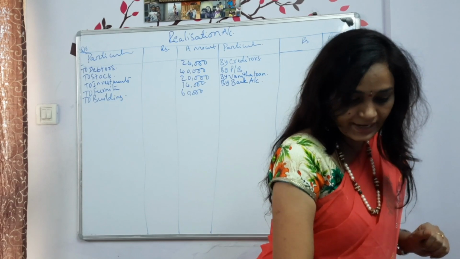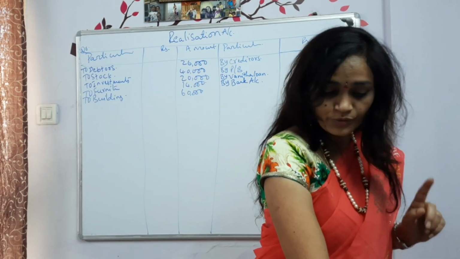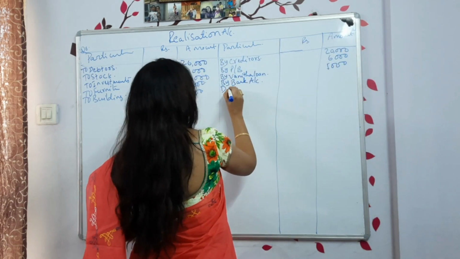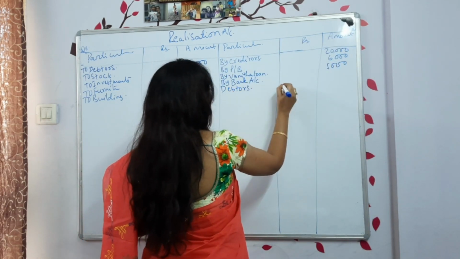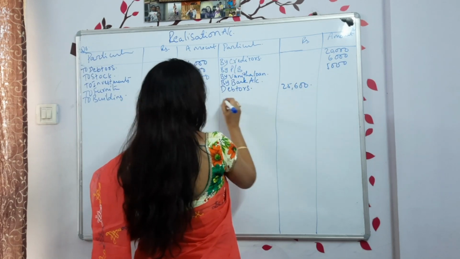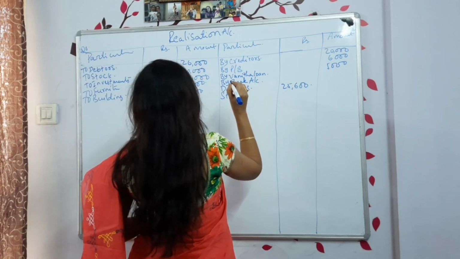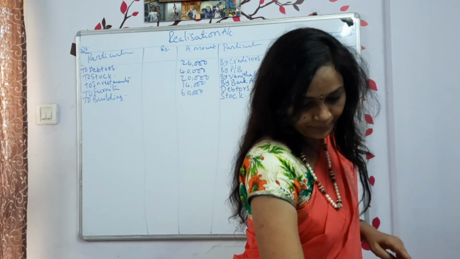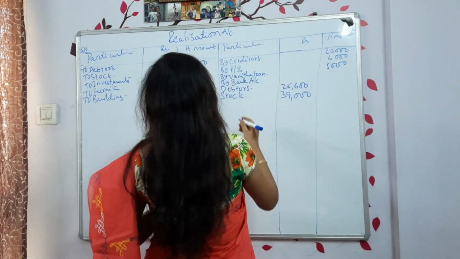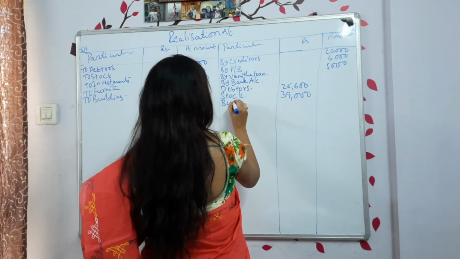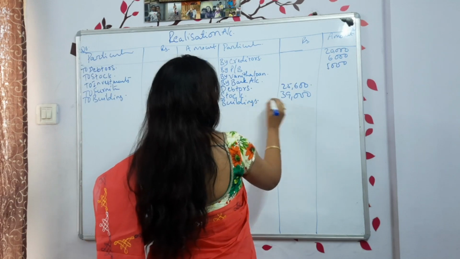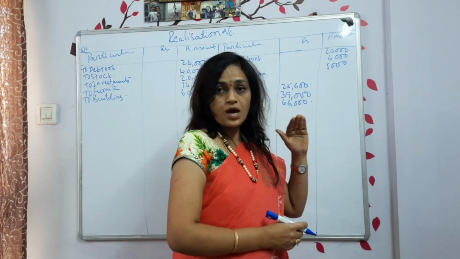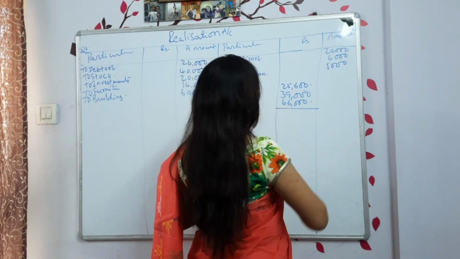How did they realize? Debtors 25,600. Stock 39,000. The values were reduced. Next one, building 66,000. Building is increased, I guess. Right? This is how you receive the amount. Now let's see the total. How much will you get?